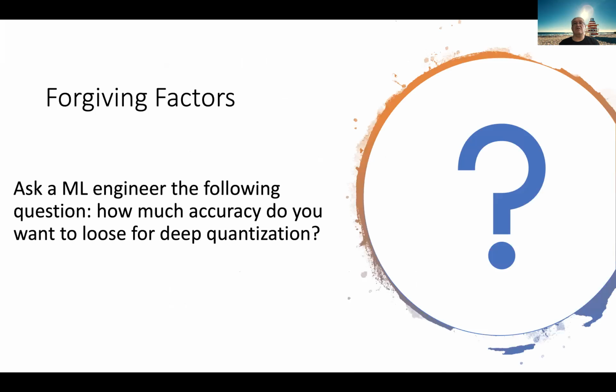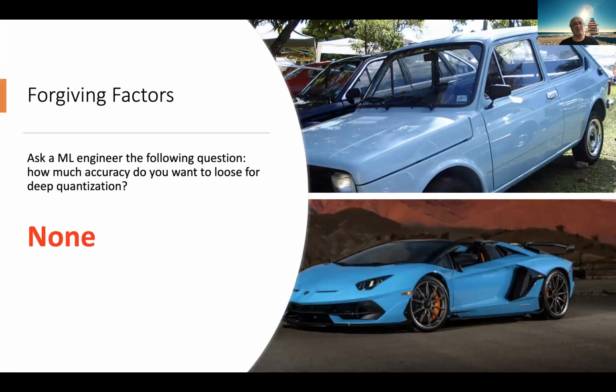And with that, we start introducing what we call forgiving factors. If we ask an ML engineer the following question, how much accuracy do you want to lose for deep quantization? Their answer is going to be none. That actually means they have the budget of a Fiat 147, but they want to drive a Lamborghini in terms of power requirements, right? They have this huge GPT-3 model that they want to run on your cell phone, but the power budget you have is like 1/10 or 1/100th of the power budget required to run that model.